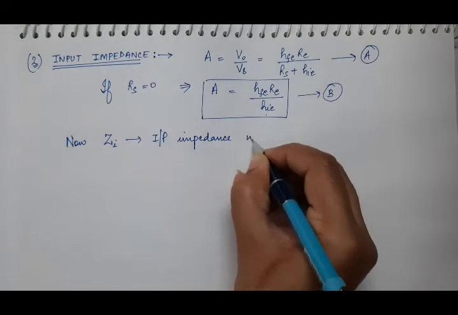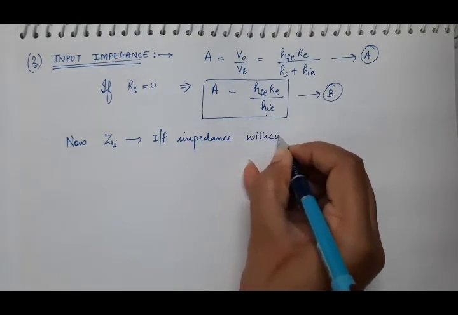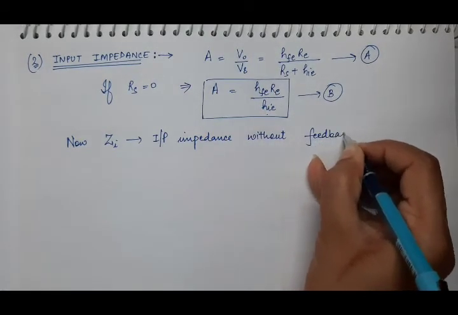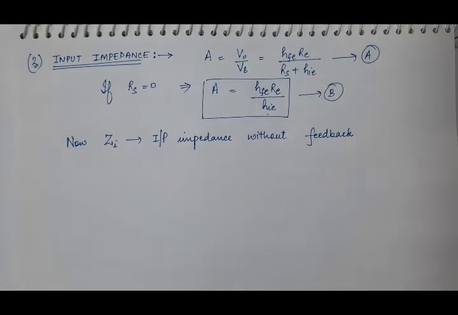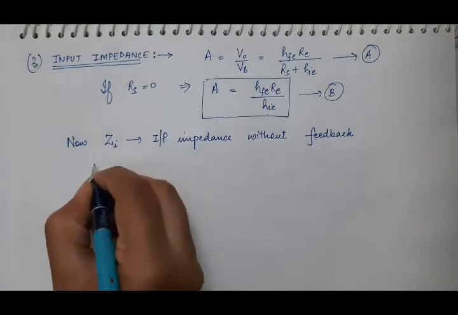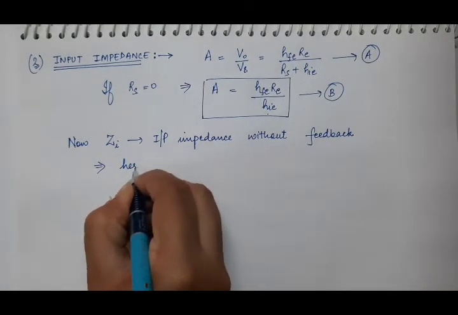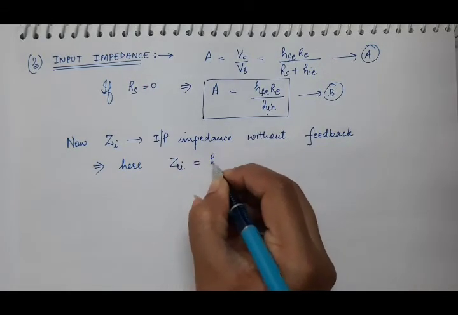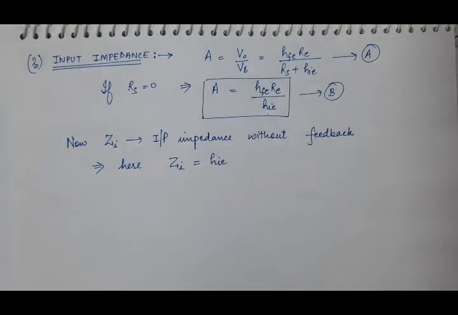Zi is the input impedance without feedback. So here this Zi, when we have made RS equal to 0, is equal to HIE. And on applying negative feedback, input impedance increases.